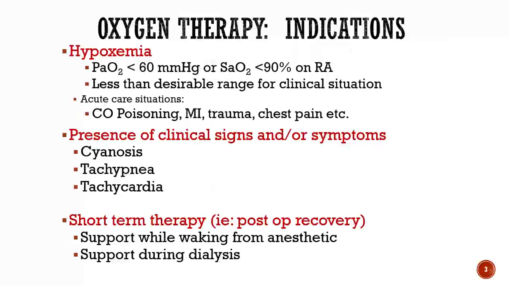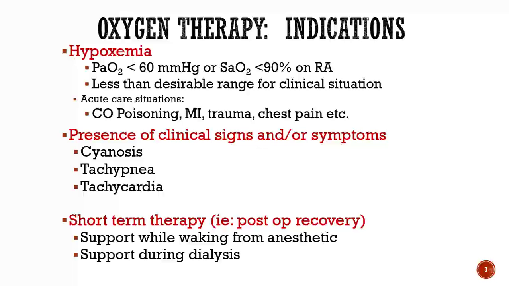Indications: hypoxemia, PaO2 of less than 60. You guys are very familiar with that. SaO2 or SpO2 of less than 90 on room air is less than a desirable range for the clinical situation. Other scenarios where you're going to need it are CO poisoning or suspected CO poisoning, myocardial infarction or MI. Traumas generally get put on a couple liters just because of everything going on. It's just kind of a protocol they put them on. Anytime you see the words chest pain, you're usually going to put them on a couple liter nasal cannula.